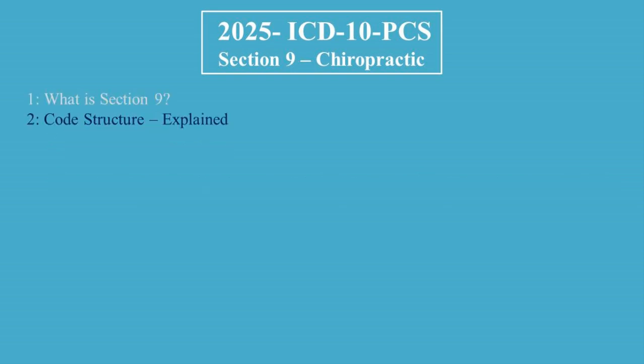2. Code structure explained. Let's look at a sample code and walk through what it means. Code 9W0FX6Z. This code represents chiropractic manipulation of the sacrum using a high-velocity technique. Here's the breakdown. First character, 9, section. This is the chiropractic section of PCS.